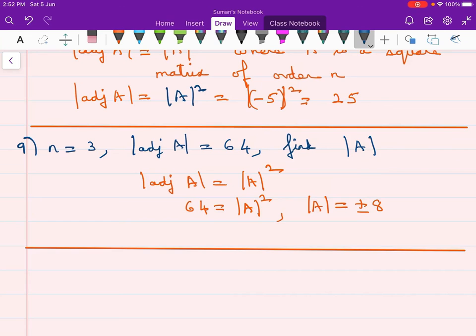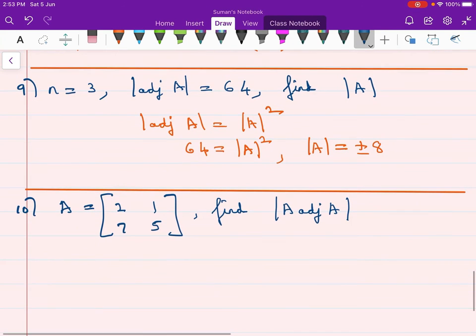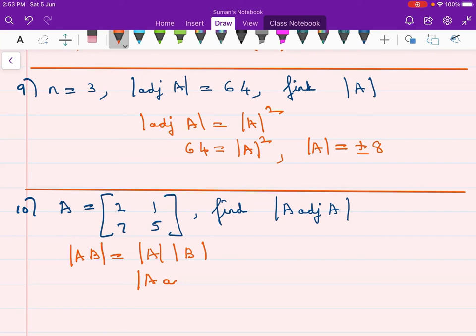Next question. It would be my last question for today. A equal to [2 1; 7 5]. Find determinant of A into adjoint of A. So here I make use of the fact that determinant of AB is determinant A into determinant B. So determinant of A into adjoint of A will be determinant of A into determinant of adjoint of A.